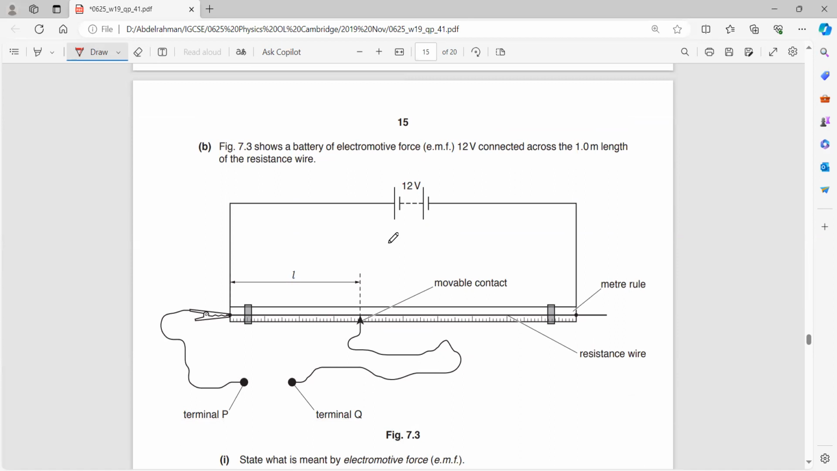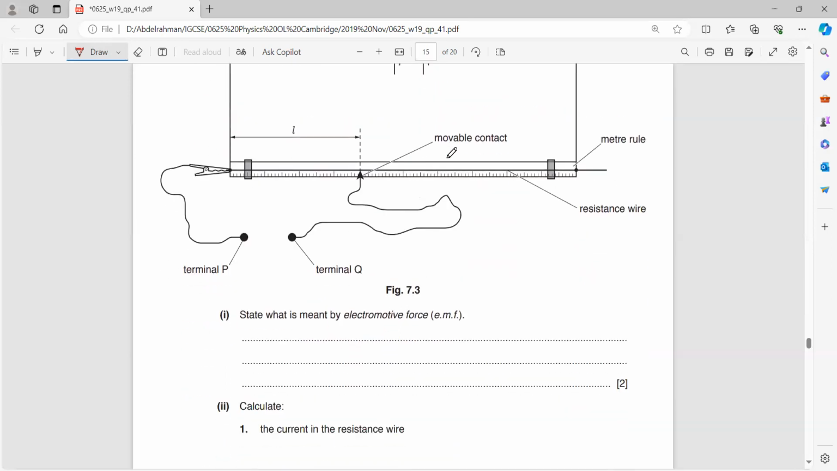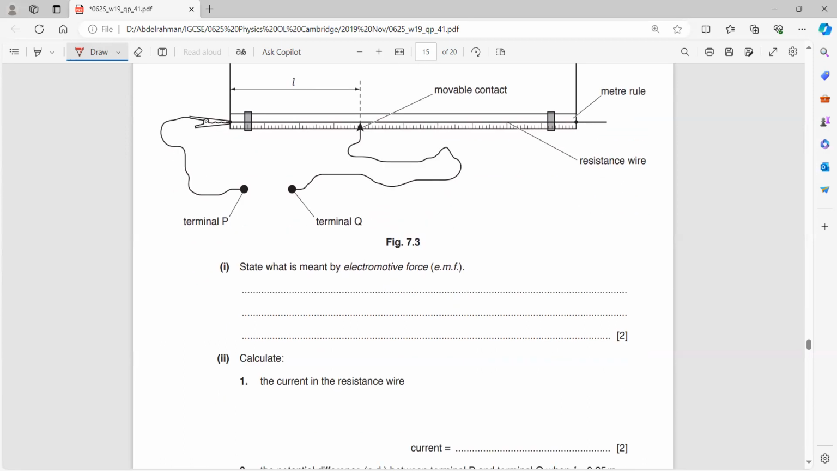Now here we connected it. I connected this movable contact with the resistance wire and I connected it to a battery of 12 volts EMF. State what is meant by the electromotive force.